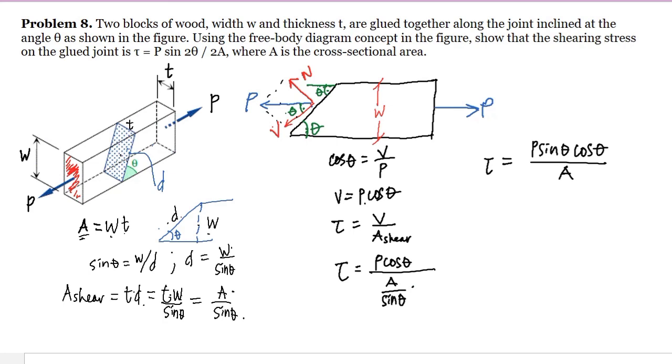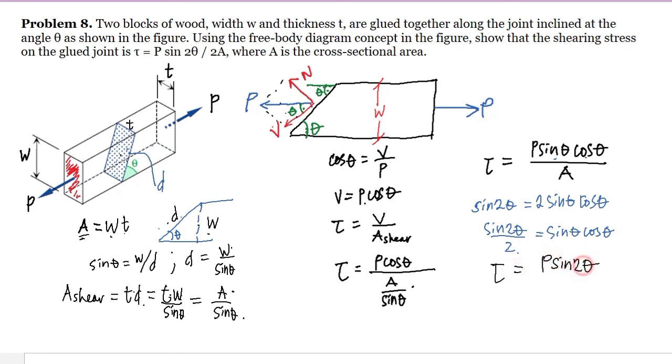So from the idea of trigonometric identities, we know that sine 2 theta is equal to 2 sine theta cosine theta. Meaning, sine 2 theta over 2 is equal to sine theta cosine theta. So we can express sine theta cosine theta as sine 2 theta over 2. So we would have shear stress is equal to P sine 2 theta over 2 multiplied by the area. And this is our answer.